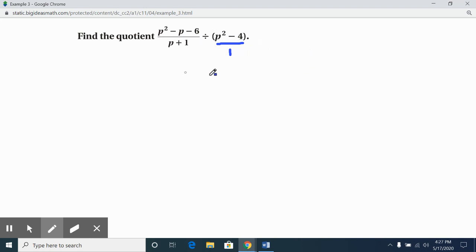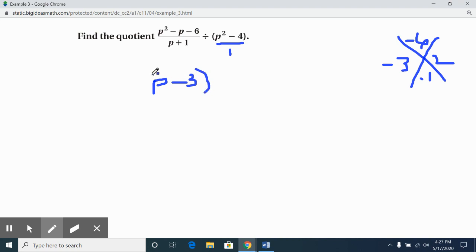So I'm going to rewrite everything. I could factor this right away. What's p squared minus p minus 6 really factored? We're thinking, what multiplies to negative 6 and adds to negative 1? That would be negative 3 and 2. So I'm going to change this right off the bat. I'm going to say this is really p minus 3 times p plus 2.